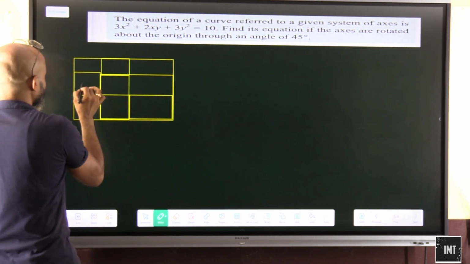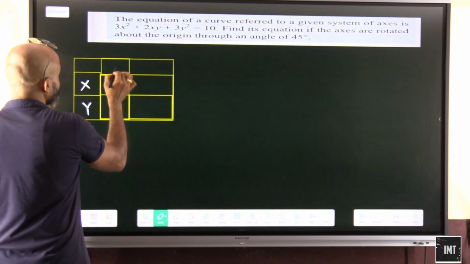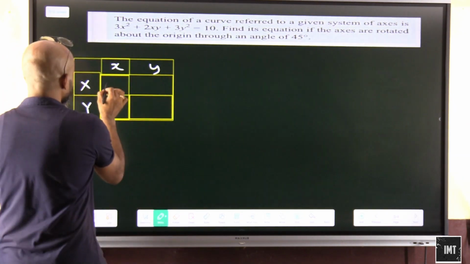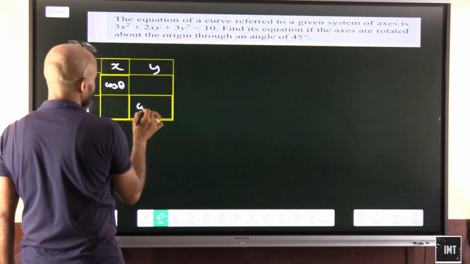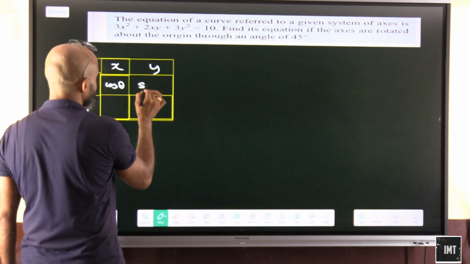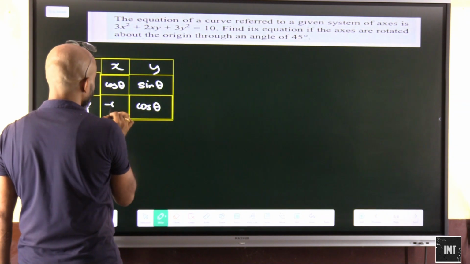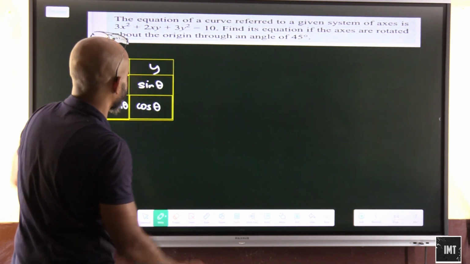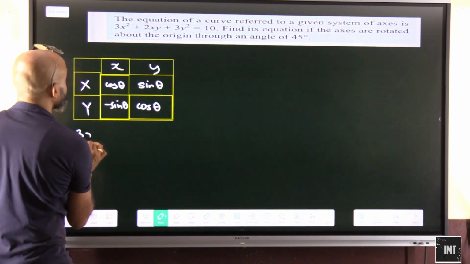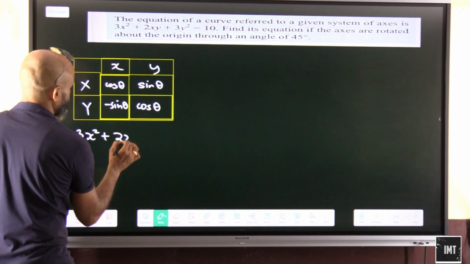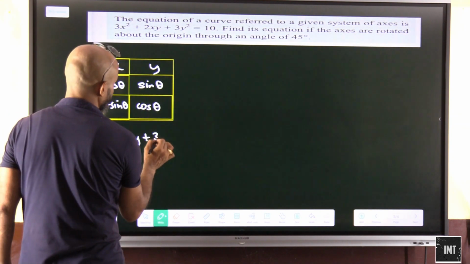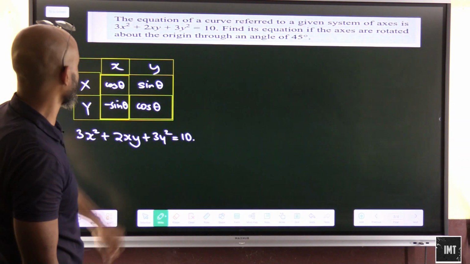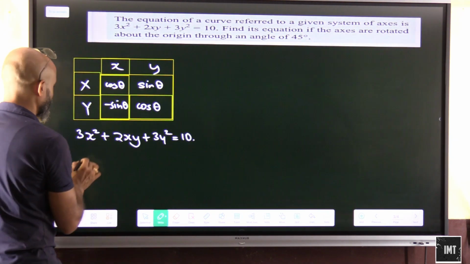Okay, so we have here, let's say x and y. This is x and y. Okay, so we know that this is cos theta, this is cos theta, this is sin theta, and this is minus sin theta. The equation of a curve referred to a system of axes. So the equation of the curve is how much? 3x square plus 2xy plus 3y square is equal to 10. Okay, now the axis is rotated.